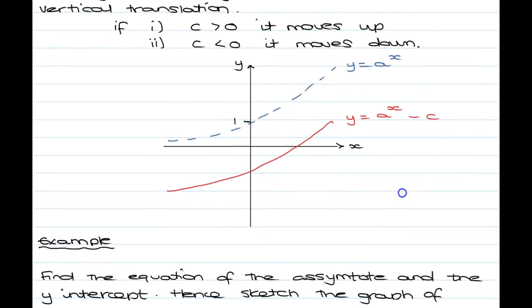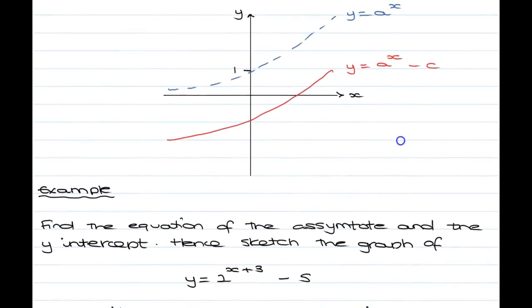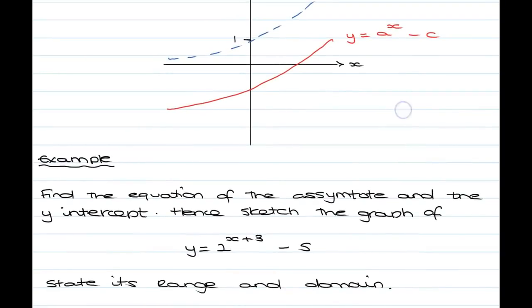Okay, I'm going to run straight into an example now where we are going to find the equation of the asymptote and the y-intercept, and we're going to then sketch the graph of y equals 2 to the power x plus 3, minus 5, and we're going to state its range and the domain.